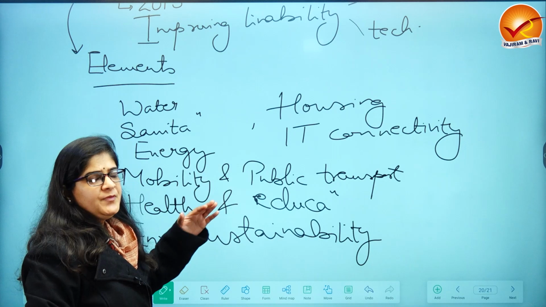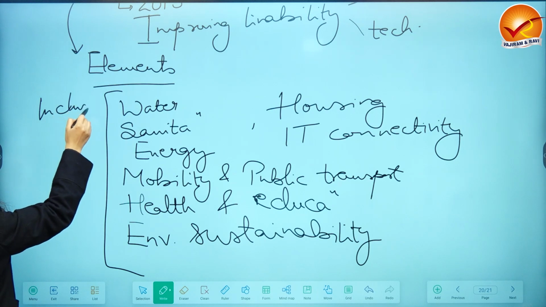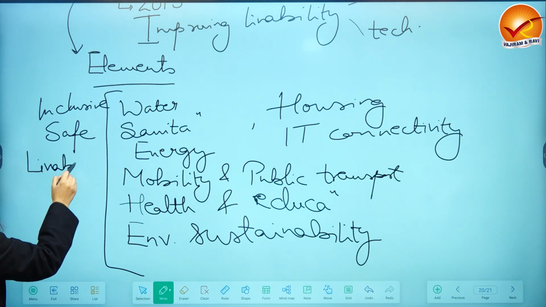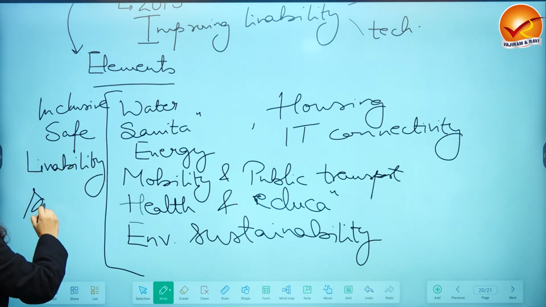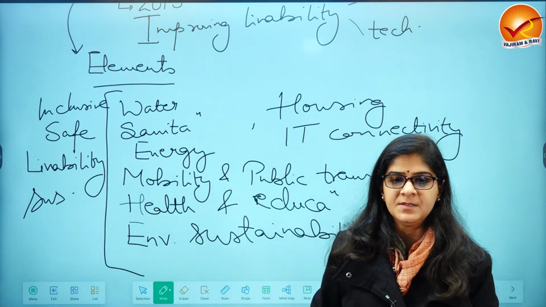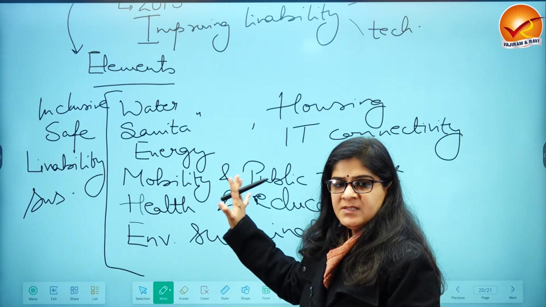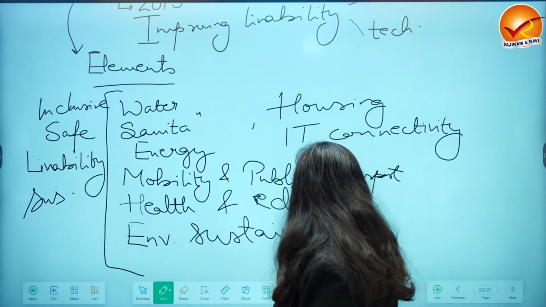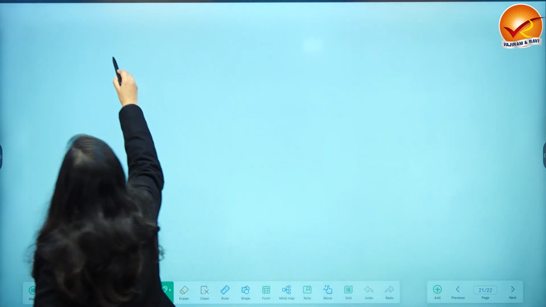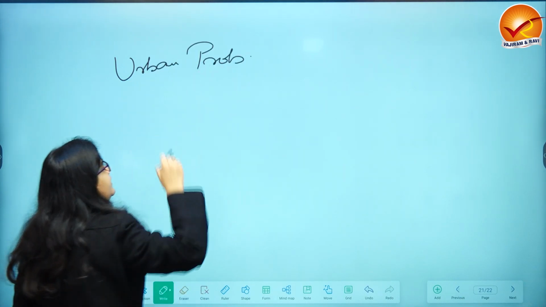It focuses upon these kind of elements, and the objective is to make cities inclusive, safe, improve the livability, to make cities sustainable. These are the outcomes which are to be achieved under the Smart Cities program. So that's a brief introduction of the Smart Cities program. And then basically the question is whether the Smart Cities program can take care of the urban problems of India. So urban problems of India, I discussed with you urban problems in general, which had applicability in the Indian context as well.